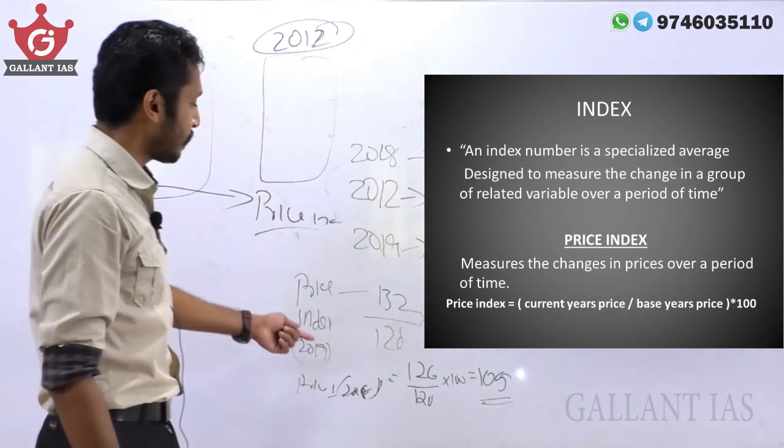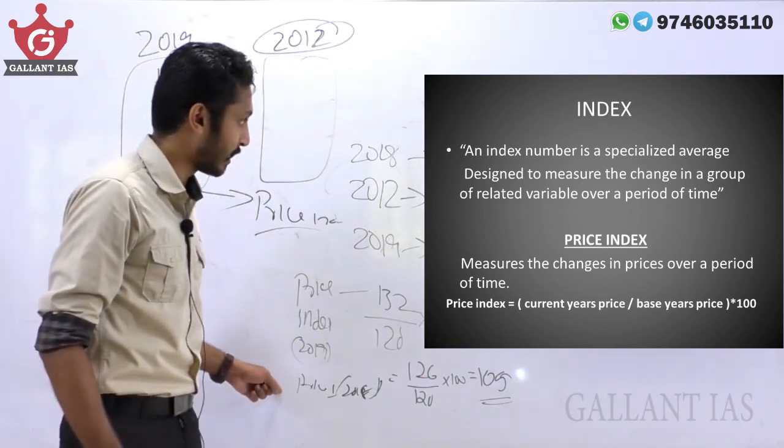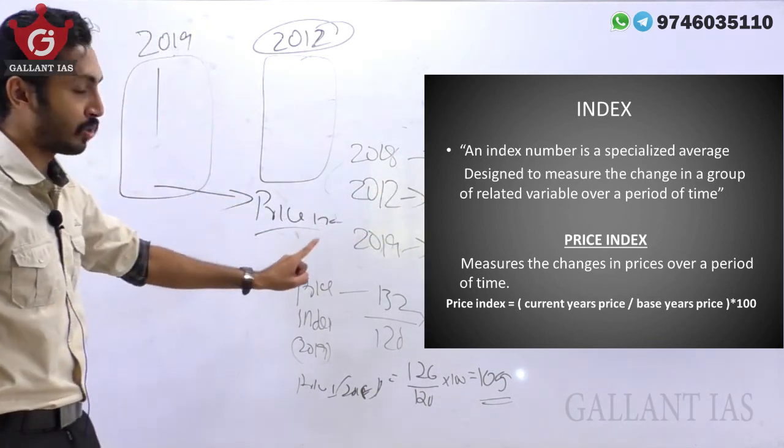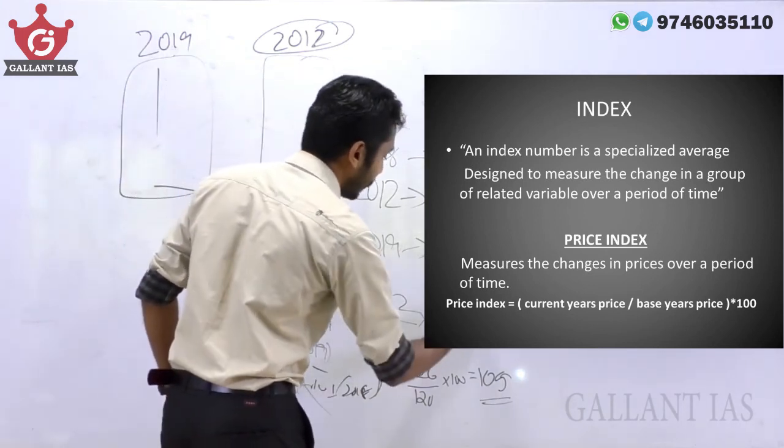To calculate the inflation, these are the price indexes of 2019 and 2018, compared with the base year. So if we get the price indexes of the current years, then we calculate inflation.